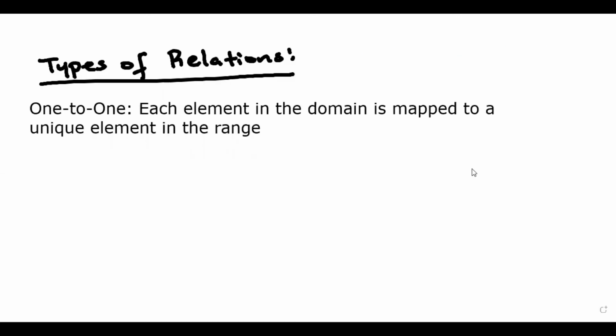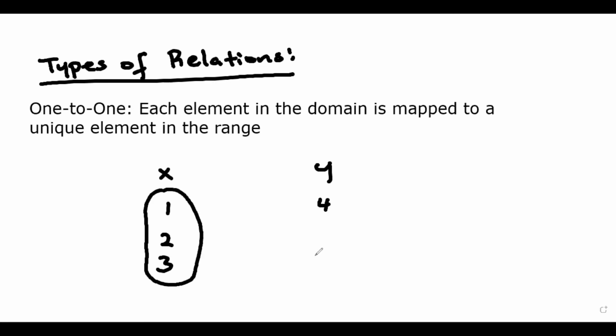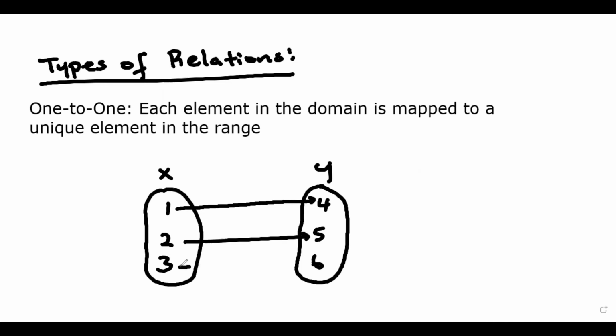So now we're going to do types of relations. The first one is a one-to-one. So each element in the domain is mapped to a unique element in the range. For example, let's say we have x and we have y. Let's say this is 1, 2, 3, and let's say this is 4, 5, 6. So one-to-one means that each element in the domain is mapped to a unique element in the range. So one thing is mapped to one thing. That's what a one-to-one looks like.